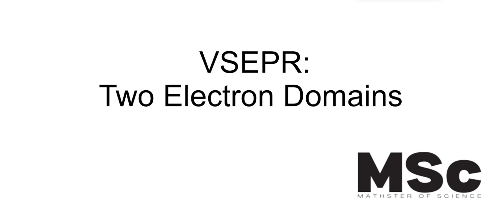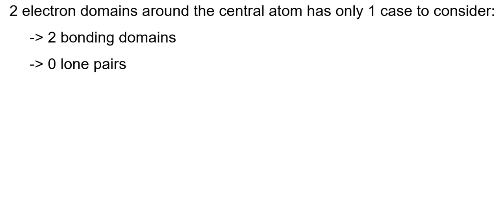In this video, we're going to be looking at VSEPR theory, specifically the scenario where we have two electron domains around the central atom. So in the scenario where there's two electron domains around the central atom, there's really only one case to consider, and that's the case where both of these electron domains are bonding domains.